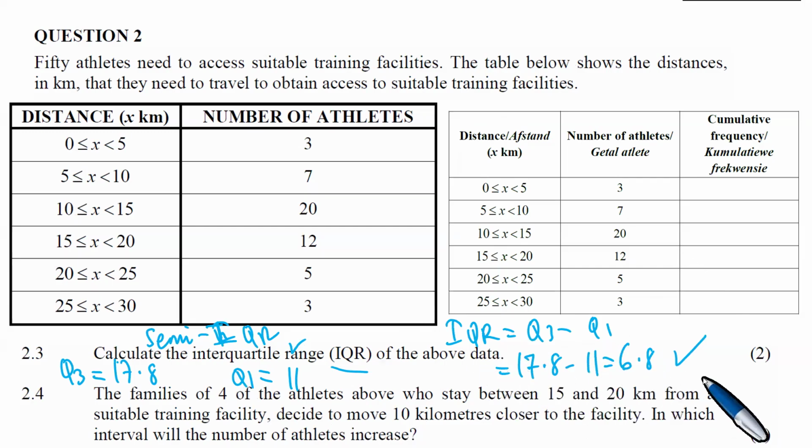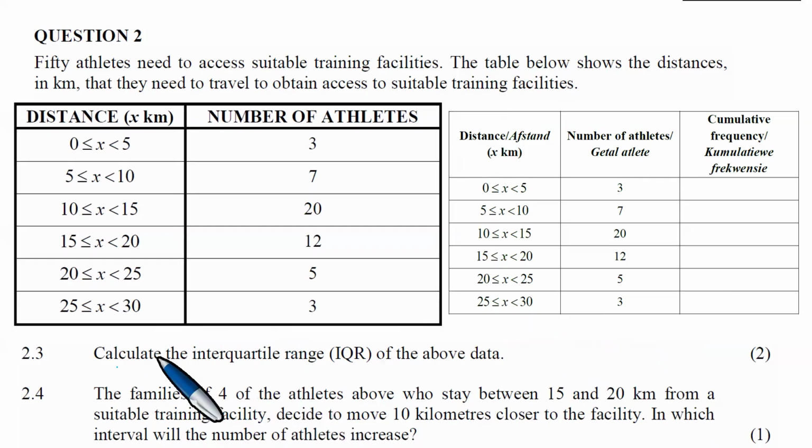Okay. Now, if you're dealing with 2.4: the families of 4 of the athletes above who stay between 15 and 20 kilometers from a suitable training facility decide to move 10 kilometers closer to the facility. In which interval will the number of the athletes increase?